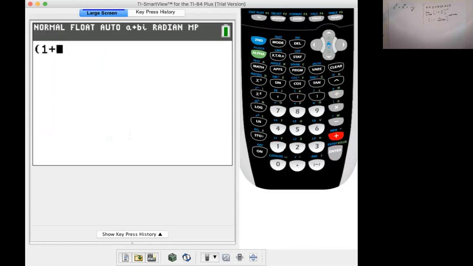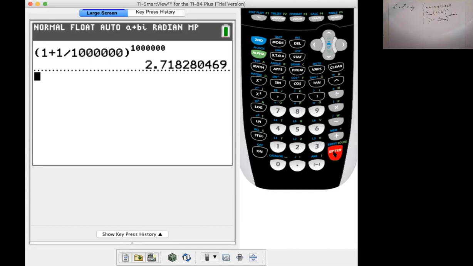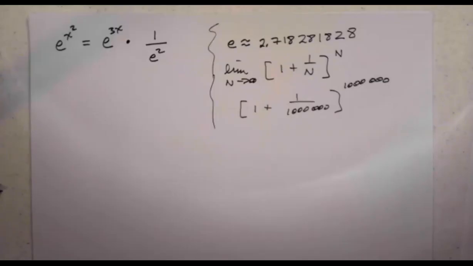One plus 1 over 1,000,000, raised to the 1,000,000 power. What do I get? A number pretty close to that 2.718 number that I had given you. So it's just one more number that you can work with, and again, it's terribly important in calculus. But how do we solve this?